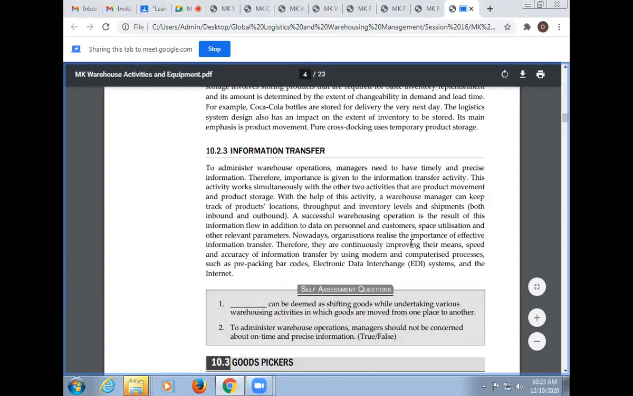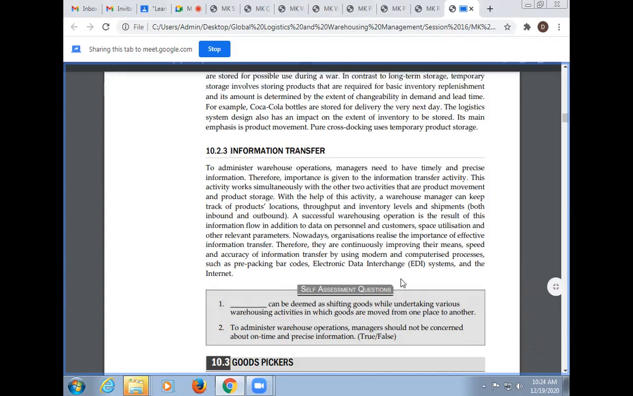Nowadays, organizations realize the importance of effective information transfer. Therefore, they are continuously improving their means, speed, and accuracy of information transfer by using modern and computerized processes such as pre-packing barcodes, electronic data interchange, internet-based electronic data interchange, and the internet. These are the basic uses of the transfer of the data.